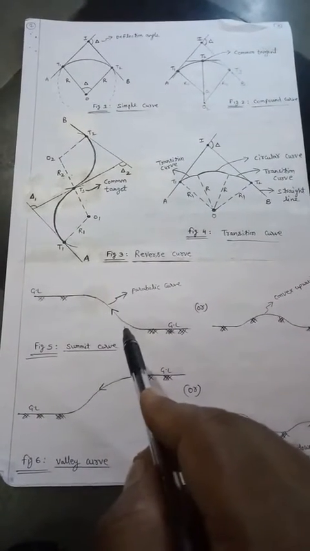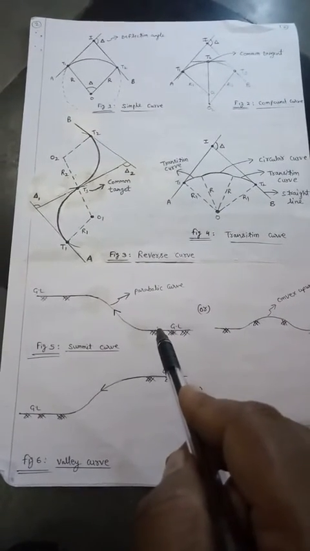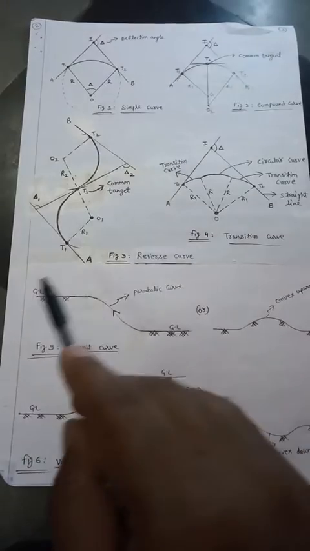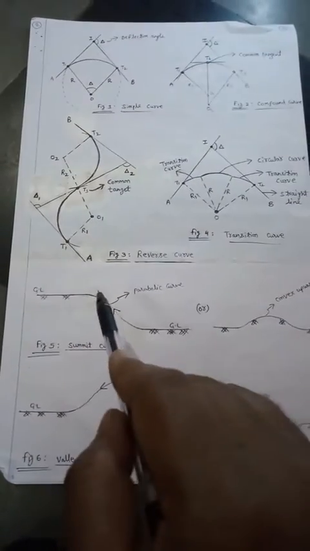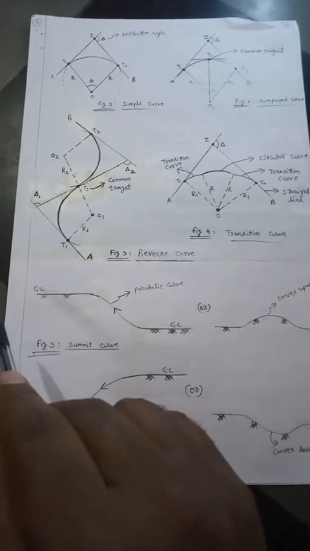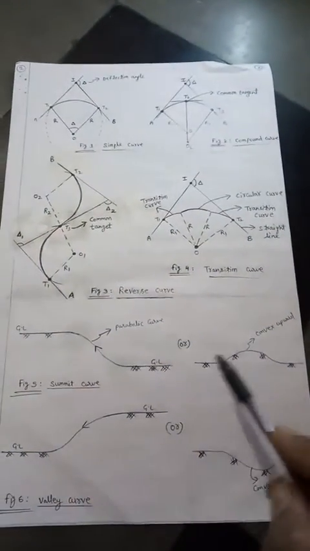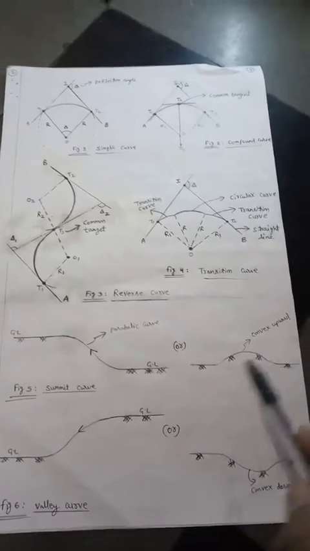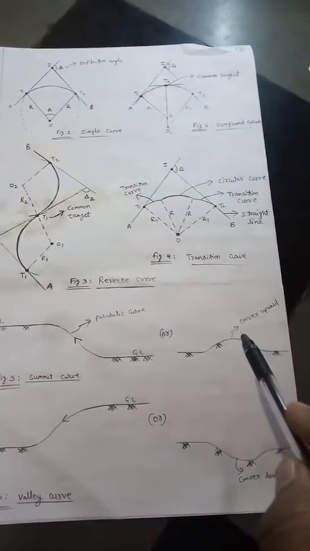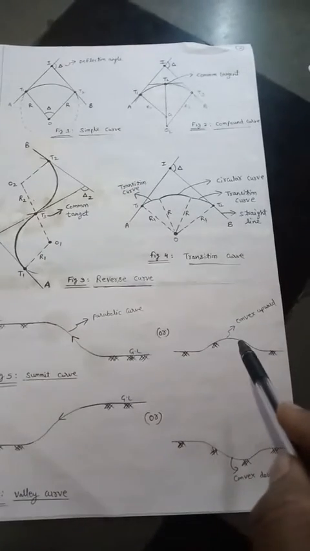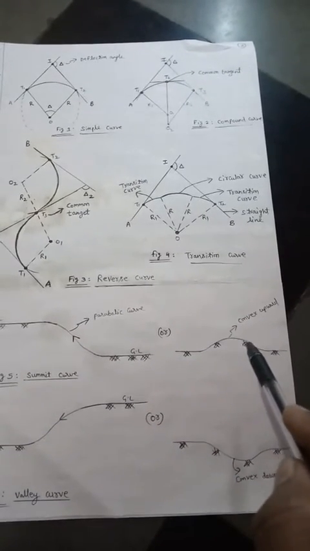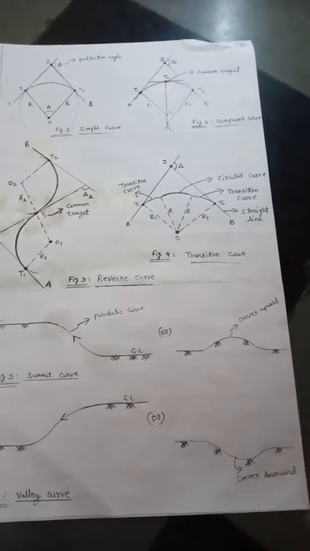A curve changing the alignment from downhill to uphill is known as summit curve. Or one more definition here: when two gradients meet, this is one gradient, this is another gradient, when two gradients meet at the summit and the curve will have convexity upward, then it is known as summit curve.